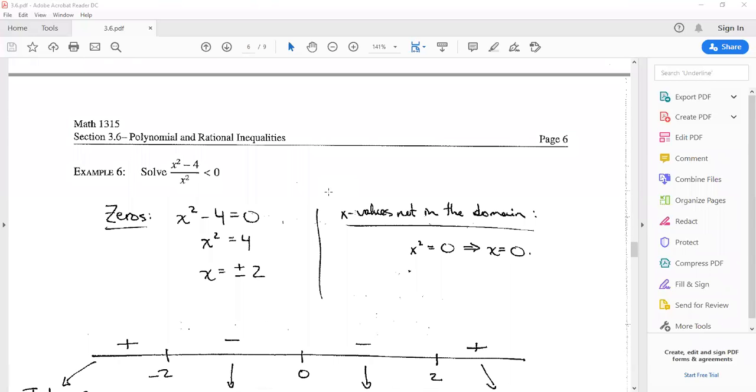Let's move on to the next one. Let's see what's going on there. We have x squared minus 4 divided by x squared is less than 0. So we'll play the same game. We'll set the numerator equal to 0, and we get x squared equals 4, which means x is plus or minus 2. And then we will set the denominator equal to 0 to get the x values not in the domain, and that gives us x squared is 0, which gives us just one value, x equals 0.